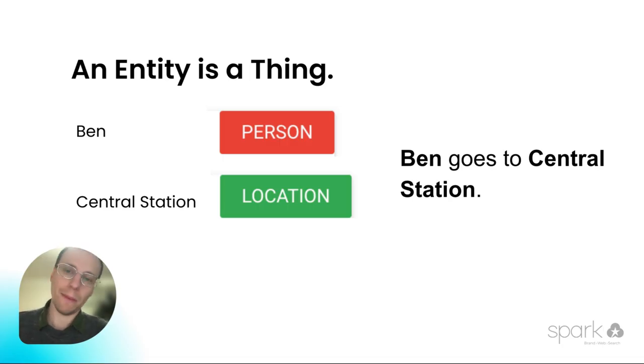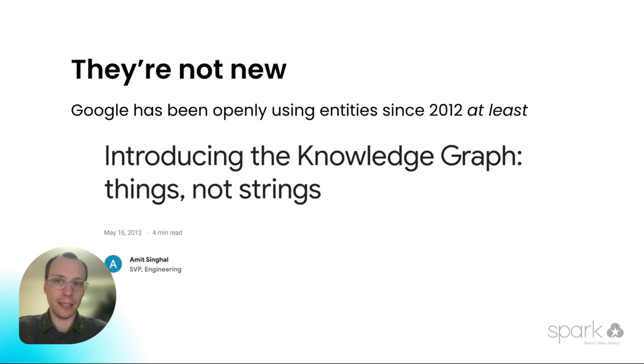What do I mean by that? If you look at this sentence, Ben goes to Central Station, there are 2 things. Ben, a person, and Central Station, a location. That is how we categorize those 2 things. And when that categorization is done by a program or search engine, those things are known as entities.